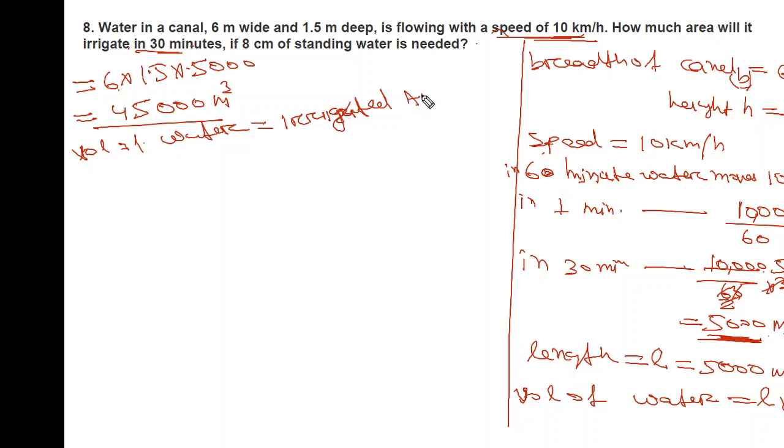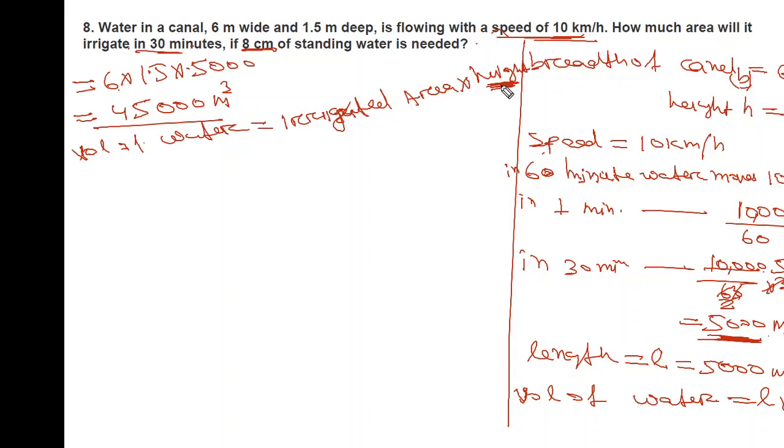Irrigated area into height. Suppose in this field the water is being irrigated, so irrigated area into the height. Here height is 8 centimeter. Okay, so we have to write it in meter.